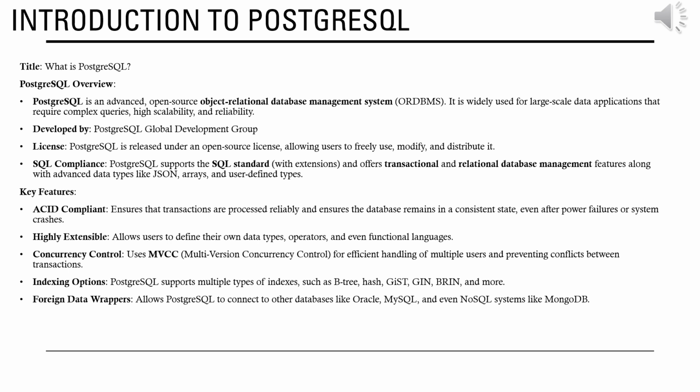For the indexing options, PostgreSQL supports multiple types of indexes such as B-tree, hash, GiST, GIN, BRIN, and more. And in foreign data wrappers, this allows PostgreSQL to connect to other databases like Oracle, MySQL, and even NoSQL systems like MongoDB.